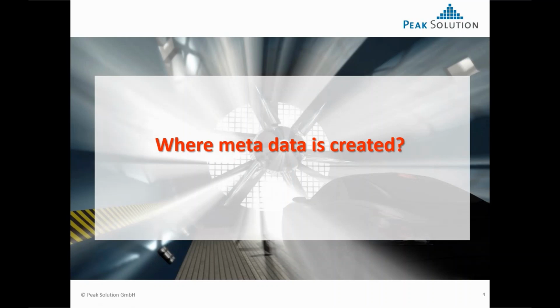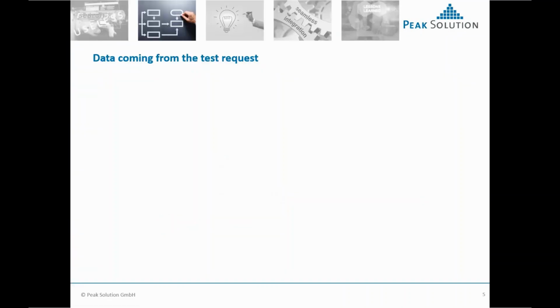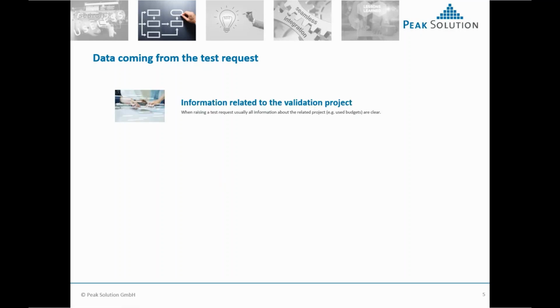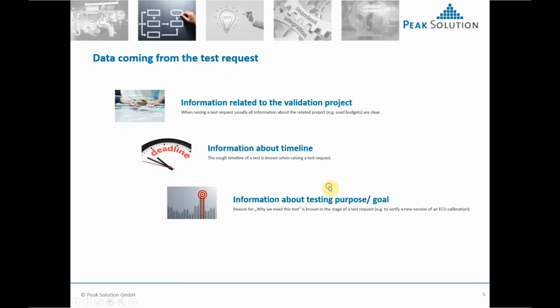So, where is all that related metadata created? It is created all over the testing process from the initial test request to the final test execution. Let's have a look at information collected in the testing process, starting with the raise of a test request. We see information about if the test is part of a validation project and other information like internal or external customer information. We see information about a timeline. At least there will be a deadline, maybe already the exact start date is even specified.